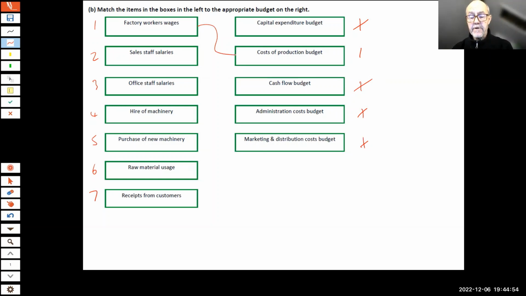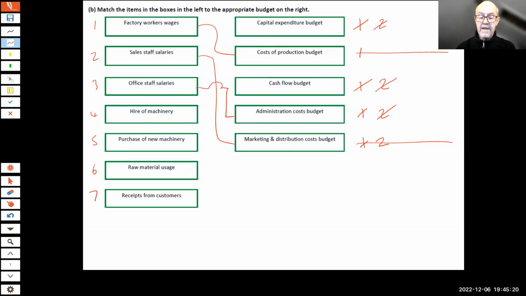Sales staff salaries, they're not capital expenditure either. We've already done cost of production. Cash flow, not that they'll come cheap, of course. No, not admin. Sure enough, marketing and distribution budget. So there we go. That's that one done. Office staff. Well, we've just seen that one. That's an obvious one, isn't it? That's that one done.